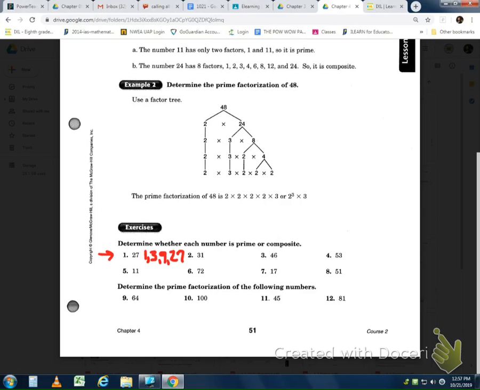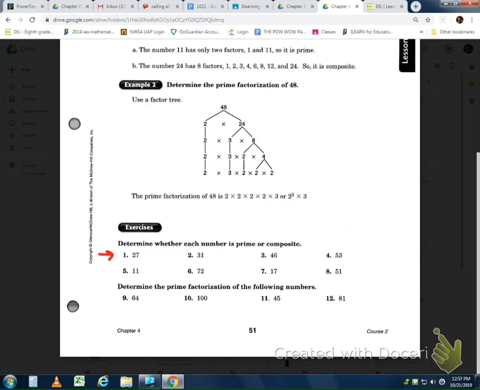What's the definition of prime? Somebody want to tell us what the definition of prime was? A number that has exactly 2 factors. Tyler says prime has exactly 2 factors. How many factors do we have listed up there with 27? 4. So is it prime? No. So for 27, you would say that it is composite.